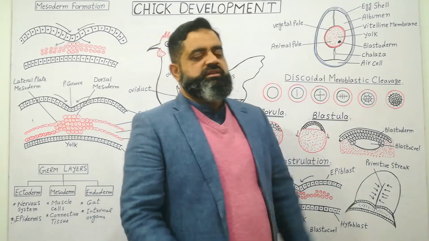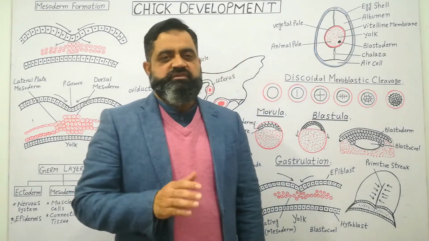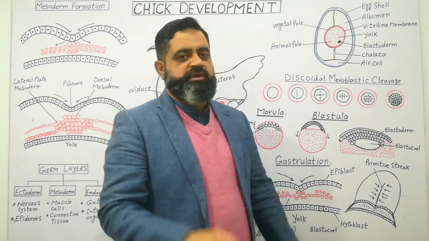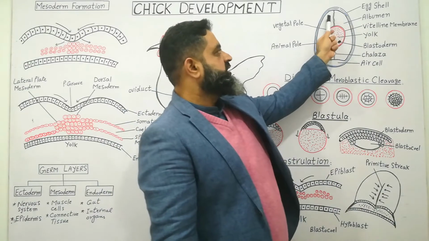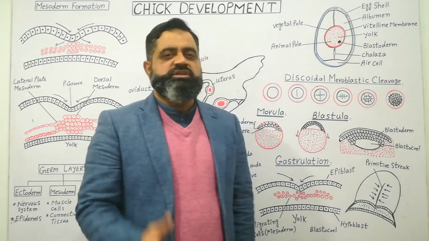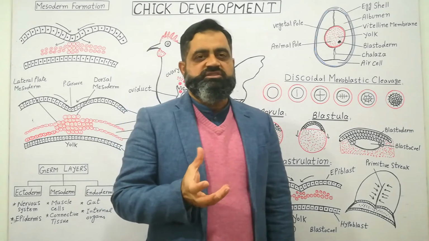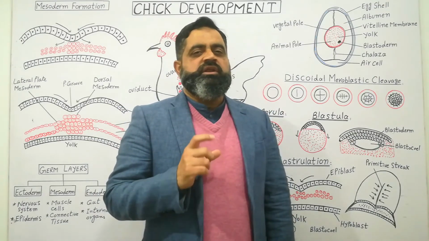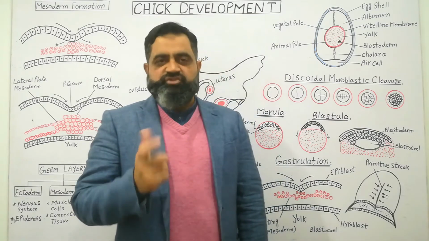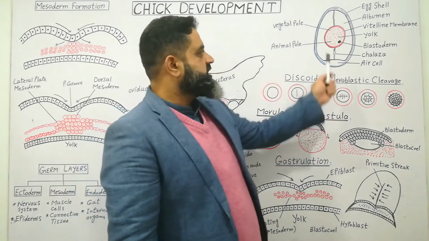Next to the eggshell, there are two membranes. One is the outer membrane and one is the inner membrane. Inside the membranes, there is a liquid part of the egg, which is known as albumen. Albumen is a protein which is protective in nature and provides protection against dehydration.